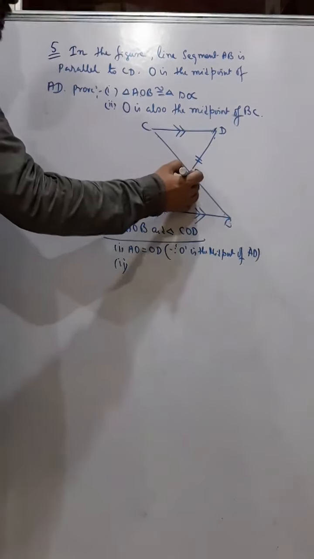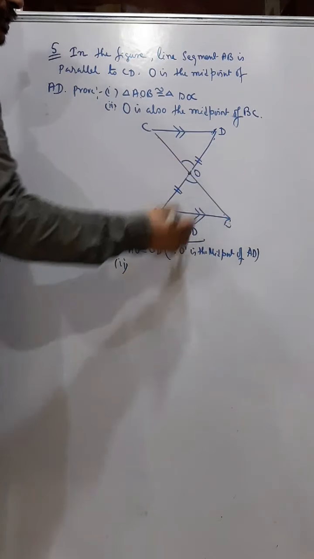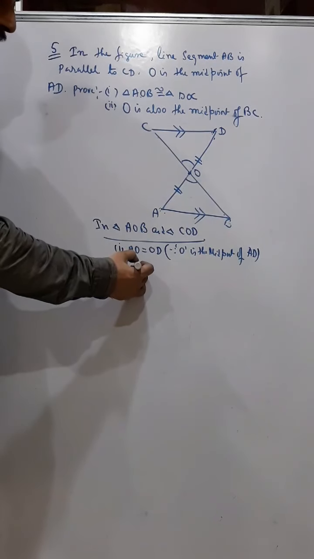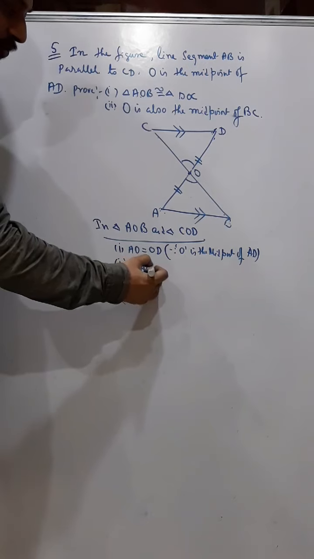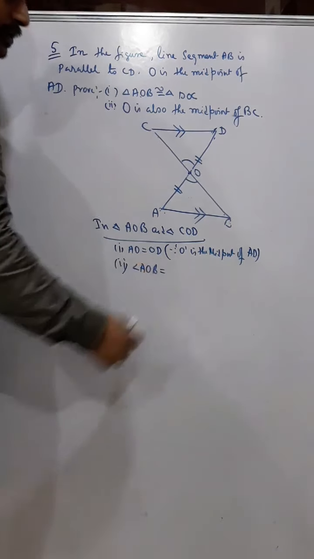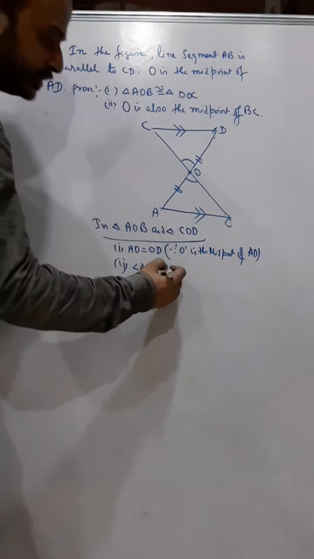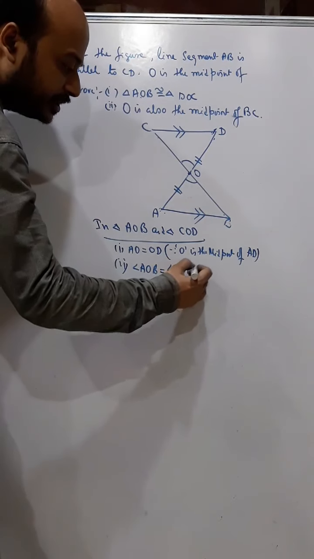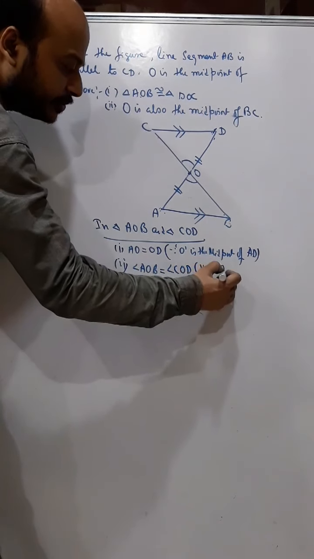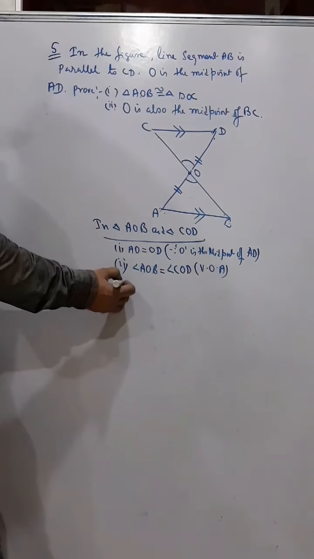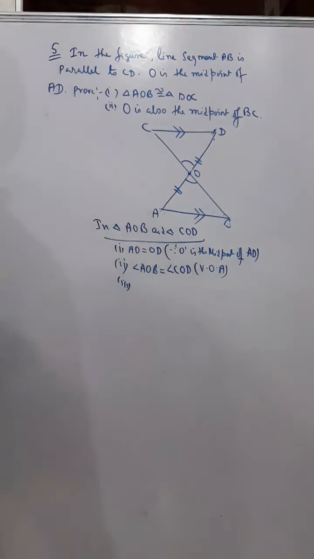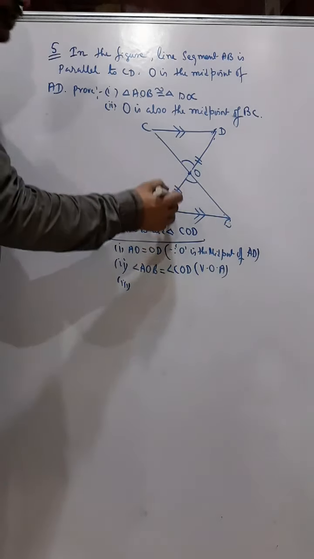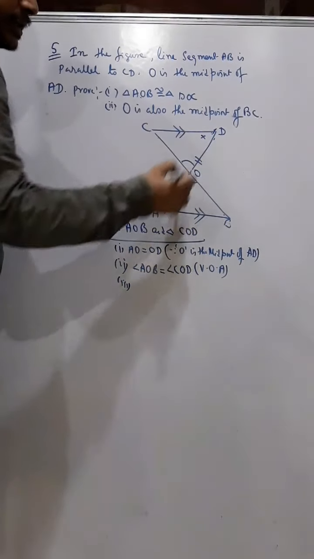Now number 2, we can say naturally this angle equals this angle, right? Vertically opposite angles. So we can write, therefore, angle AOB is equal to angle COD, so that is vertically opposite angles. Now similarly, number 3, we can also say that this angle equals this angle, okay, right?